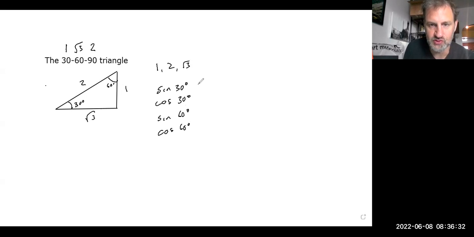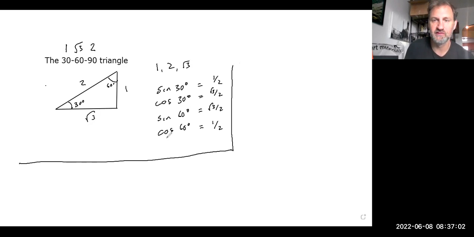Okay, so if you just take a minute, give me the opposite over adjacent, opposite over hypotenuse, and the adjacent over hypotenuse, and let's fill out what sine 30, cosine 30, sine 60, cosine 60 is. Okay, so I give you a minute to do that. Sine of 30 is a half, cosine of 30 is the square root of 3 over 2, sine of 60 is the square root of 3 over 2, and the cosine of 60 is 1 over 2. Okay, so that's half of the information that I need for the unit circle.